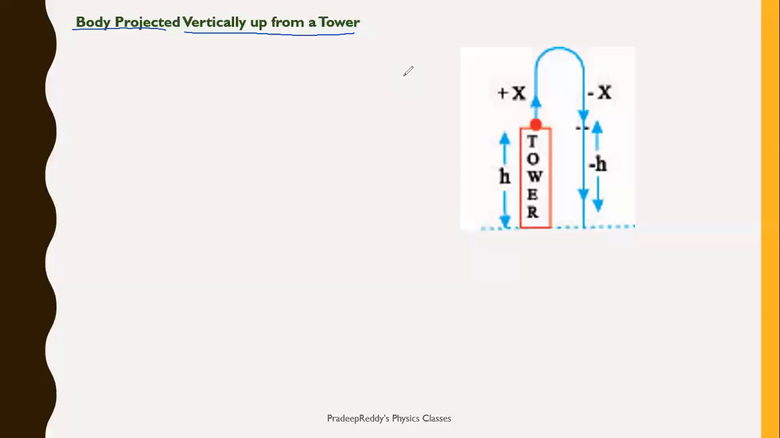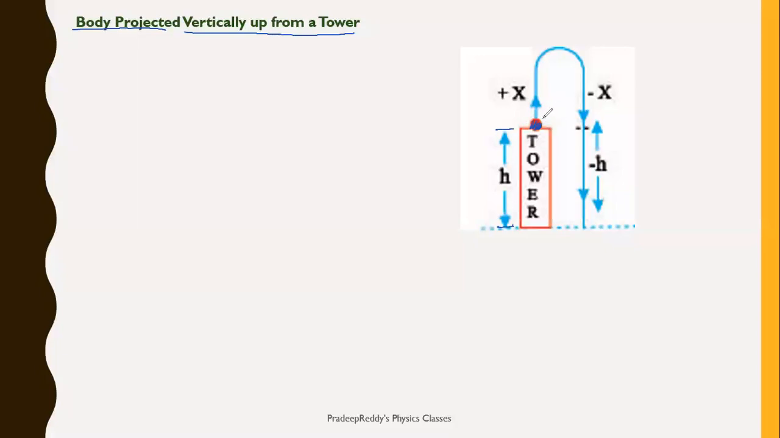So far what we have learned is a body directly projected from the ground. But in this article, we are going to learn about a body projected vertically from the top of a tower. Now see, this is a tower, and from this tower you are throwing an object. This is the object, being thrown from the tower, and the height of the tower is given as h.